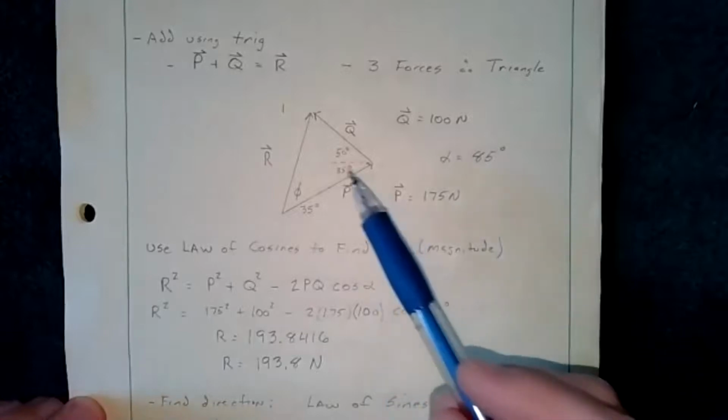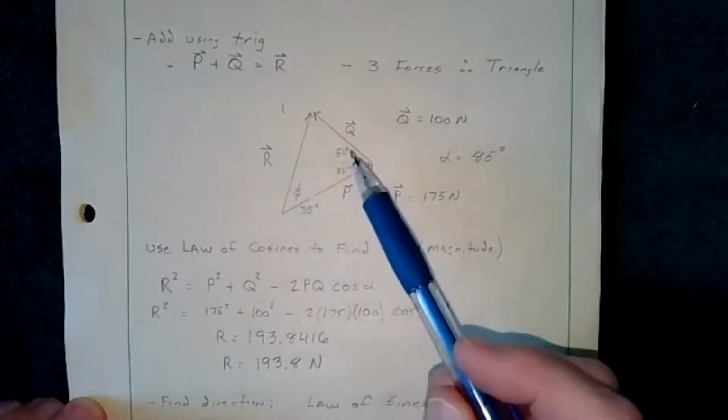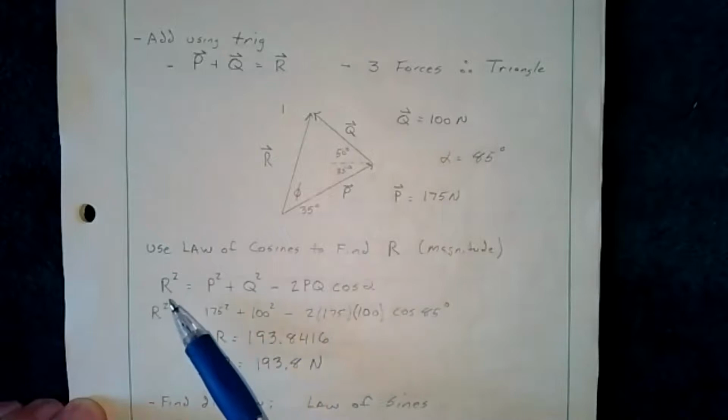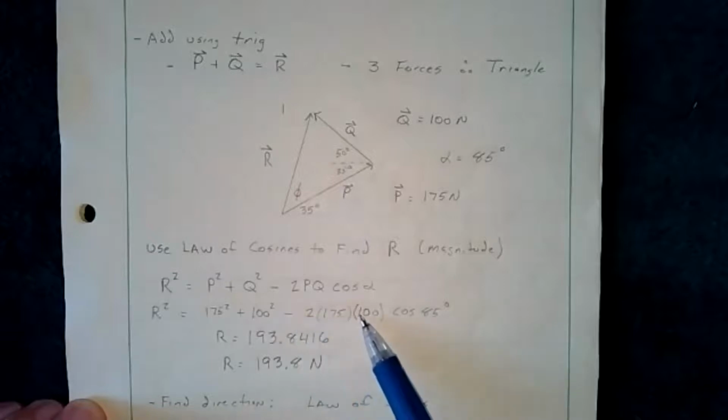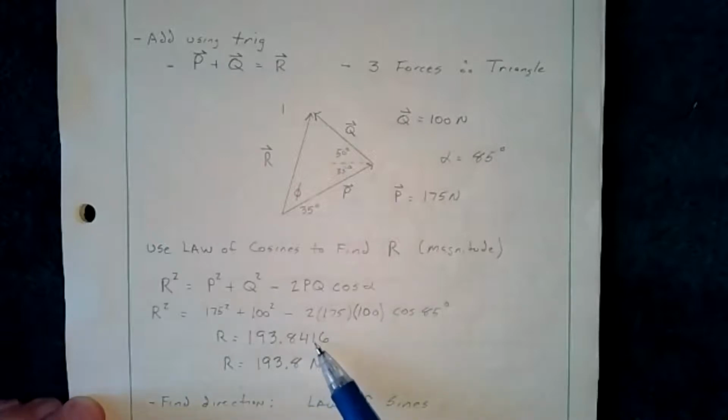So when we do this, we're going to find that side R using this included angle. If we use our equation, we have 175 squared plus 100 squared minus 2 times 175 times 100 cosine 85. That gives me R. Now, R is 193.8 newtons. Notice I had the sig figs here, but I went ahead and rounded so that I had 193.8.